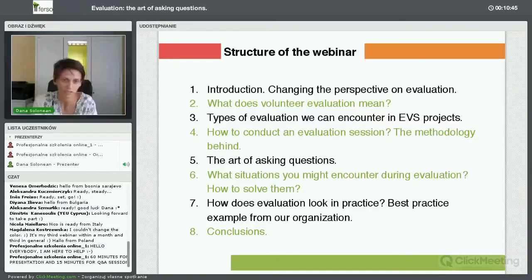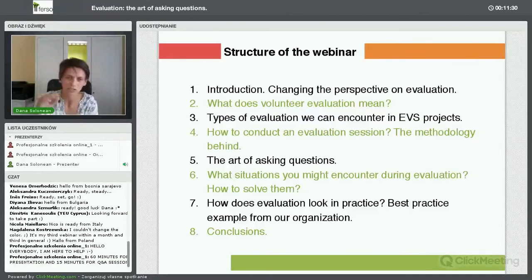And the structure, what we are going to talk about today: we will have a short introduction, and we will try to challenge the perspective on what evaluation means. Then we will try to give it a frame, a definition. Then we will see what types of evaluation, or actually what we should evaluate in EVS projects. Then a very important topic, and I will dedicate a lot of time to this: how to conduct an evaluation session, how to do it properly, what is the methodology behind.